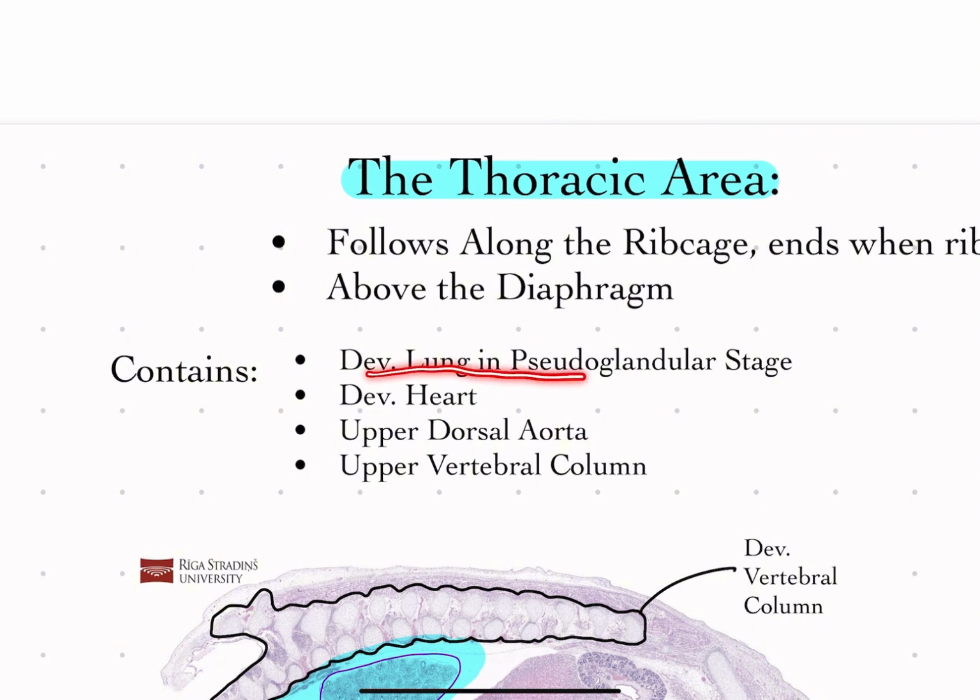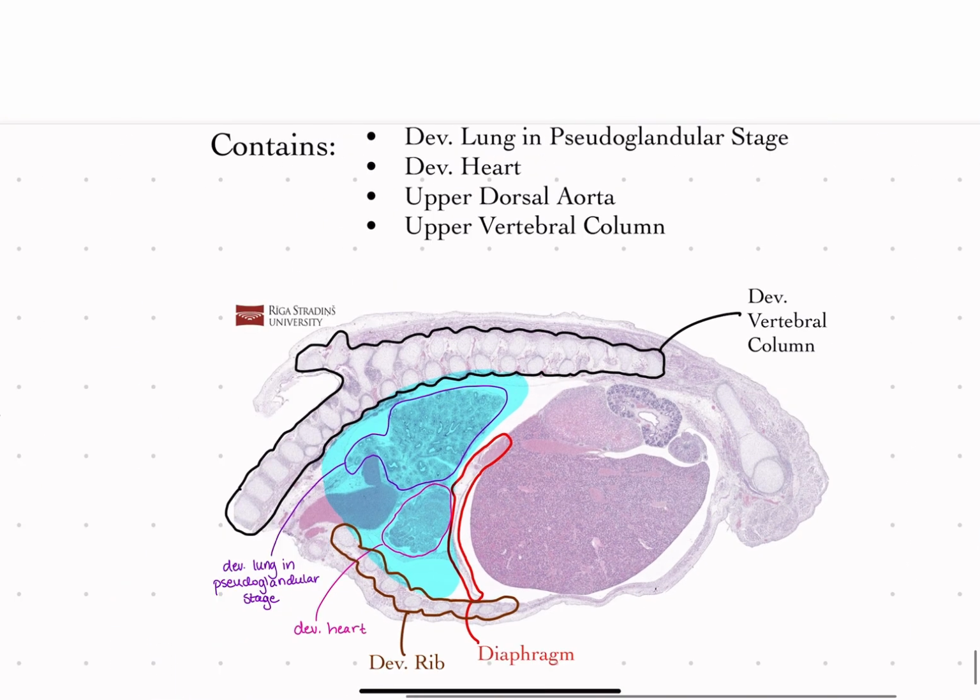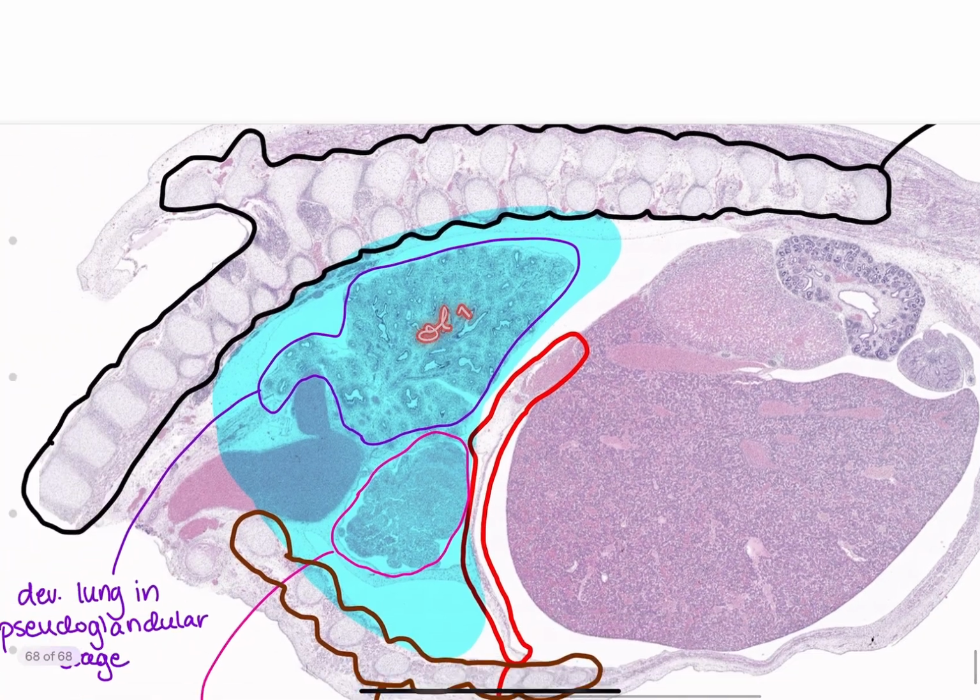The developing lung in pseudoglandular stage. Do you have to write it all out like this? Yes, you do, specifically the pseudoglandular stage name. This will also be brought up in colloquium 2. In colloquium 2, you'll have additional structures within the lung, but in this colloquium, you only have to identify the entire organ, the lung itself, no structures within it, right?